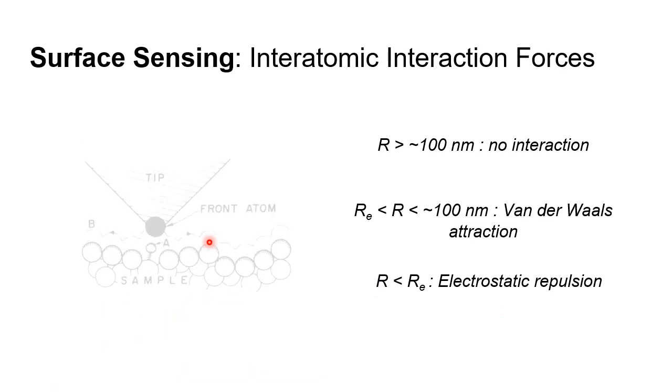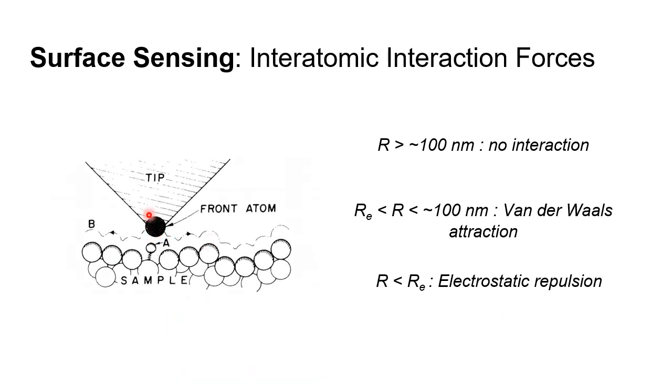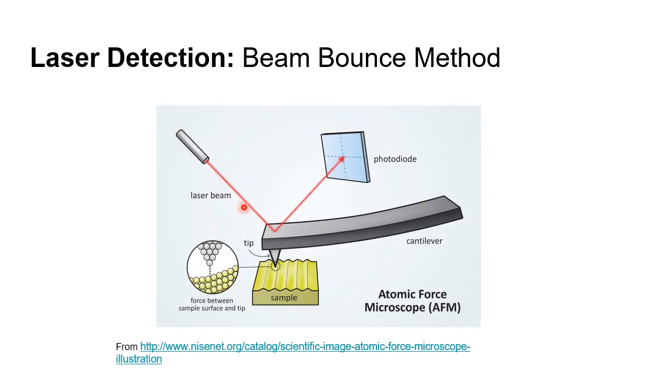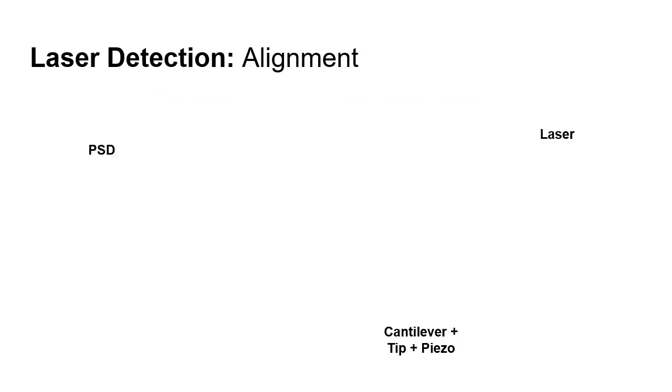In the case of AFM, we have surface-to-surface interaction between the surface of the tip and the surface of the sample. The next operation principle is the laser detection, which relies on the beam bounce method. The laser is reflected on a shiny surface at the back of the cantilever towards the photodetector. An important initial step in the laser detection is the alignment.